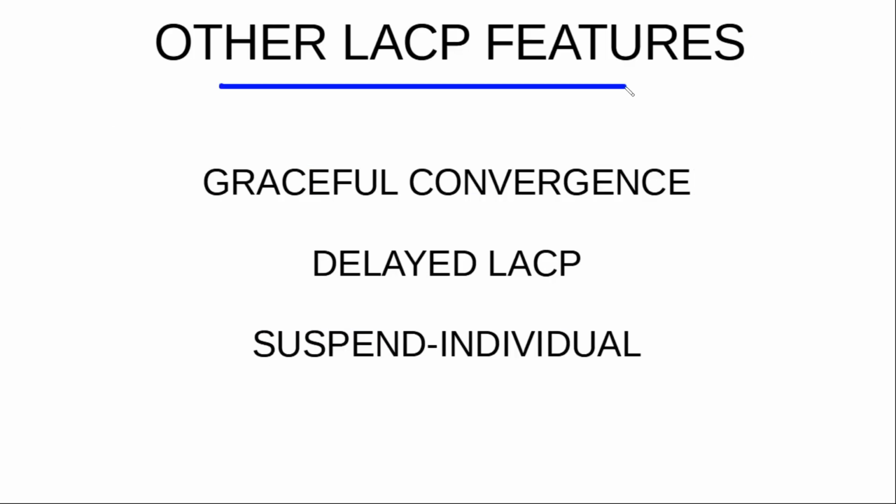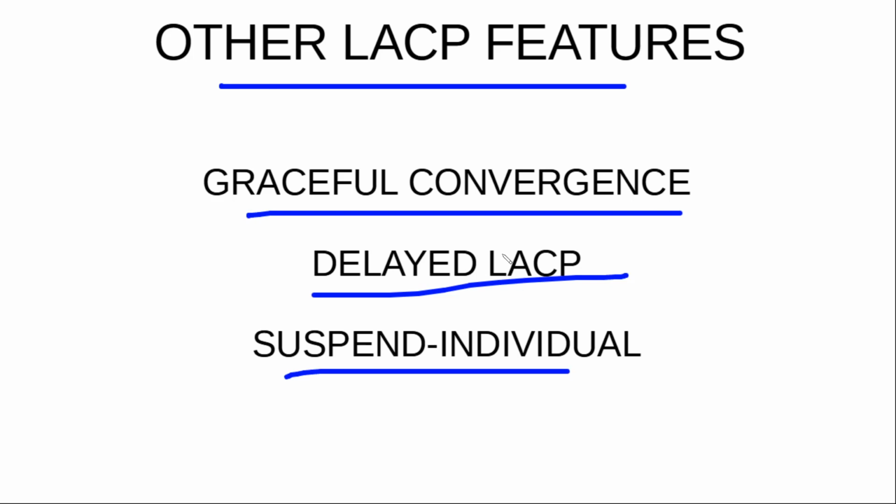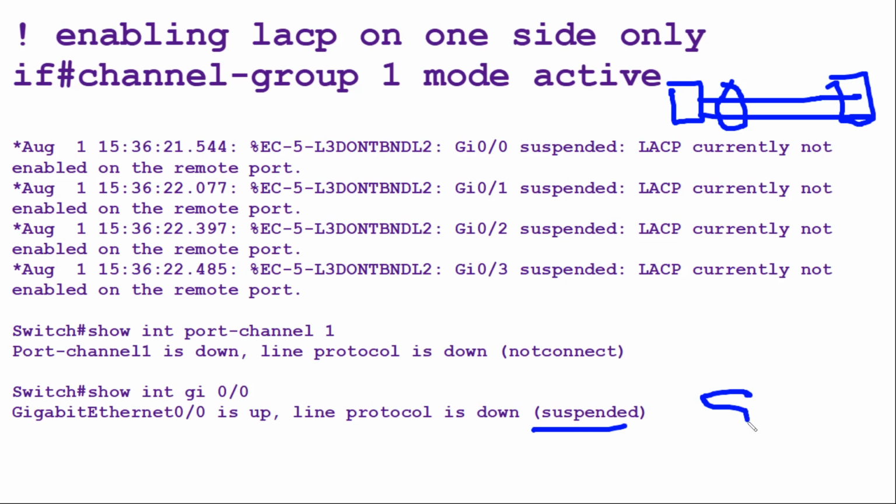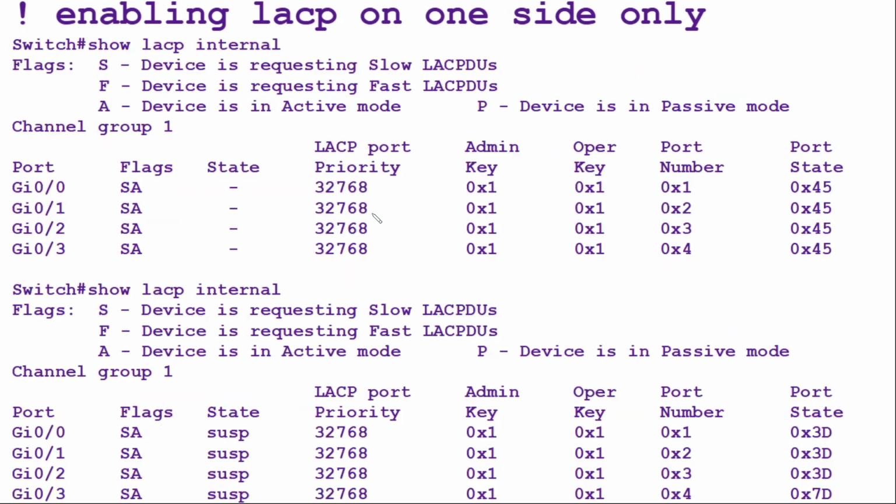So there are other LACP features that I'm not talking about here, like graceful convergence, delayed LACP, and suspend individual. What happens if you have this connectivity between two devices, and you configure LACP on only one side? When you configure that, your individual interfaces will go into suspended state, because there are no frames coming from the other side, because the other side is not configured yet. Then you will have a port channel in down state and your individual interfaces in suspended state.